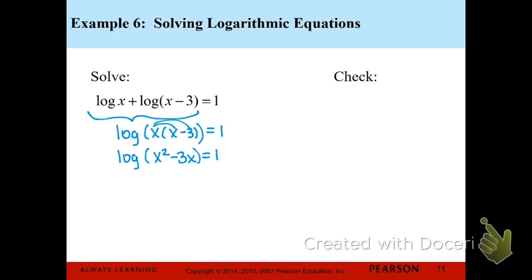Now we have 1 log equal to a number. What are we going to do? Exponential. So what is my base on this one? 10. What is my x? X squared minus 3x. And what is my y? 1. So set up an exponential: b, which is 10, to the y, which is 1, equals x, which is x squared minus 3x. What is 10 to the first? 10.